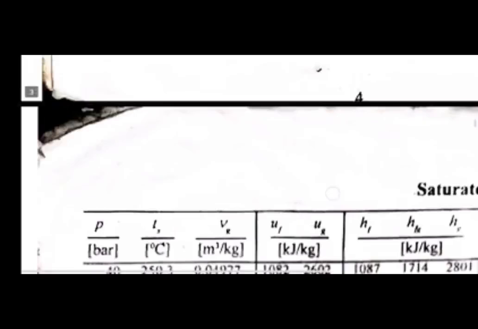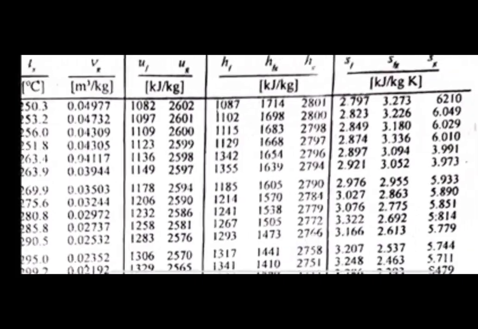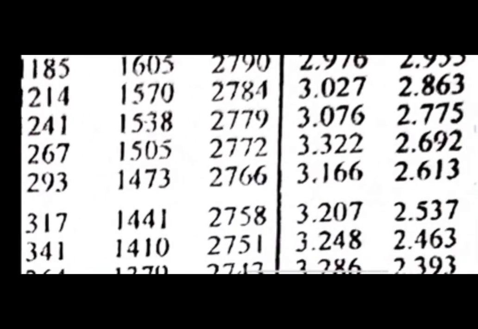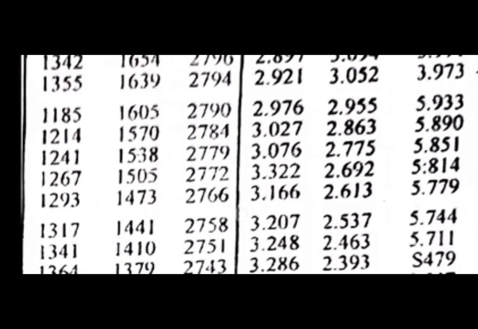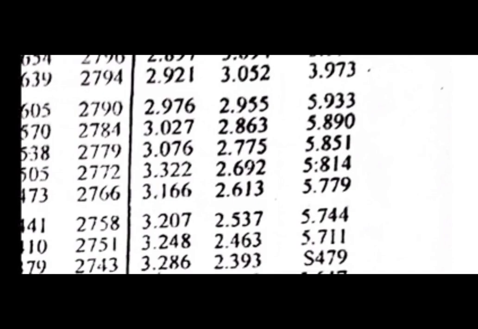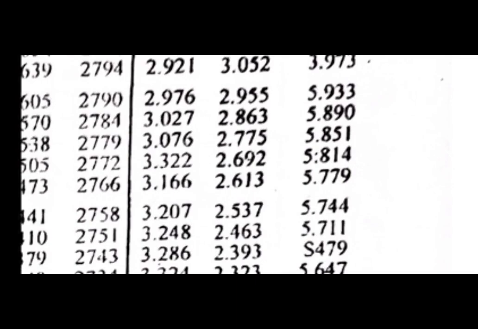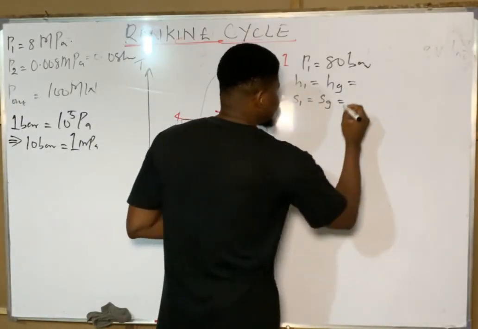Those are the two terms we are looking for. So we trace down to 80 bar. Okay, I think this is 80 bar. So we trace now to the enthalpy line. For 80 bar, you can see the Hg here is H1, 2758. So 2758 is our H1. Then S1 is Sg, and S1 here is 5.744. Okay, so keep these values in mind. Corresponding to 80 bar, H1 is 2758.